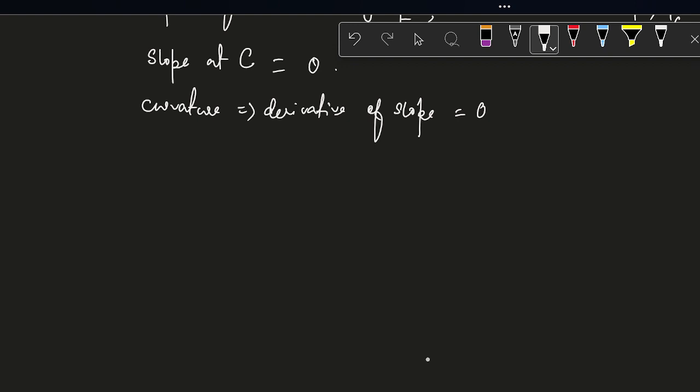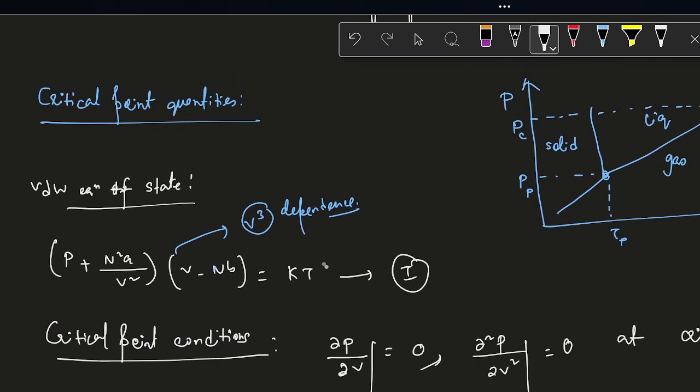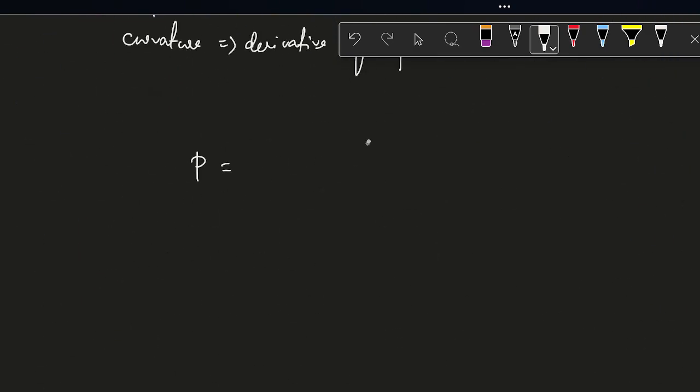Now we can directly move on to the mathematical solution part. Okay, so for that let us first express p simplified in terms of the other quantities. From the Van der Waals equation of state, using this equation number 1, you can take all the other terms to the other side and write down p simply on the left hand side. So what will it be? It will be p equal to kt by v minus nb minus n square a by v square.